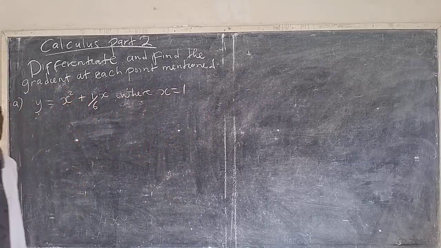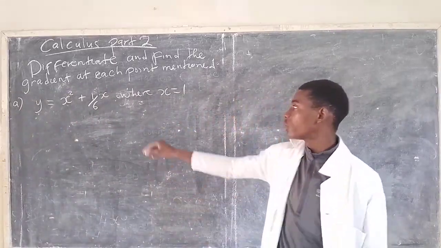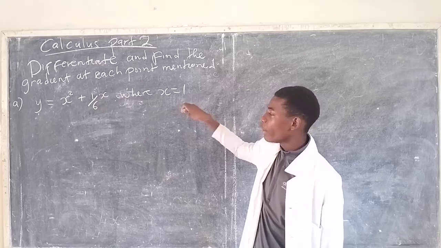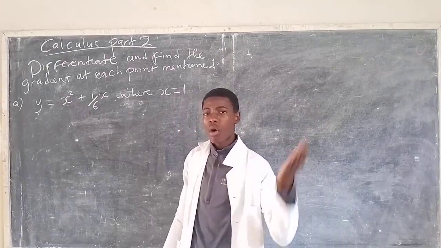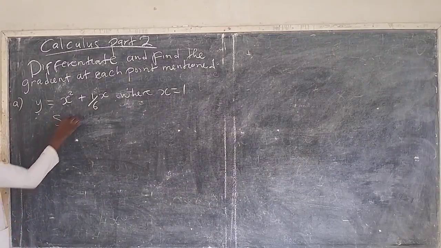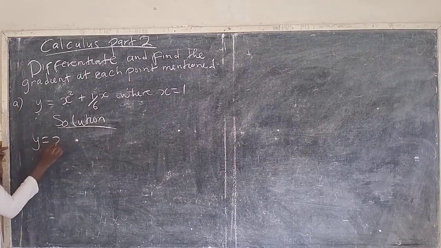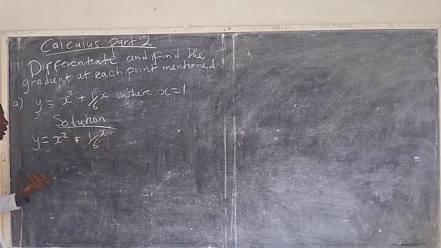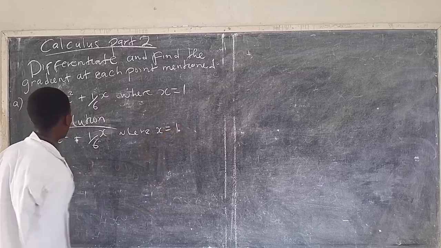is differentiate. As I said in my previous video, calculus differentiation can be used to find the gradient at any given point on a curve. As long as it has got x squared or x cubed or above, that's a curve. So for us to find the gradient at that point, our solution will be, for y equal to x squared plus 1 over 6x, where x is equal to 1.